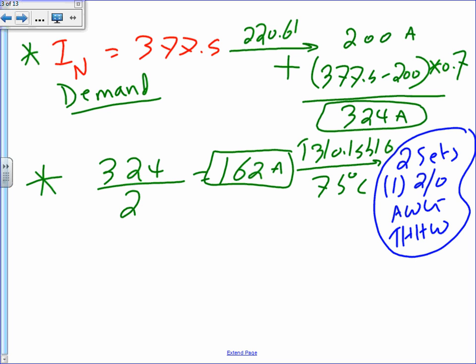220.61 is written on there. 220.61 will tell you to do the derating. 220.61(B), we can always go to B here too. It will tell you that you can also derate anything higher than 200 by cutting it to 70%. So that's why we leave the 200 alone, and then anything higher, multiply by 0.7. Cool?